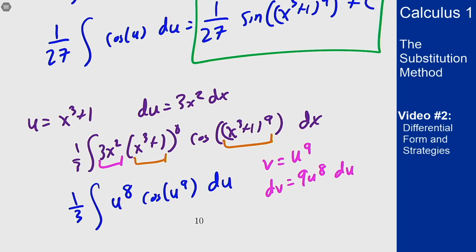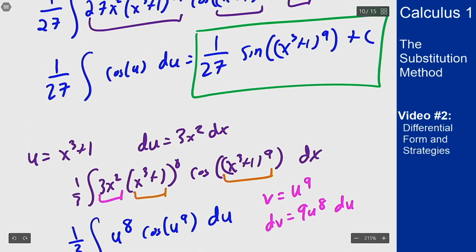and I'll get to the answer at the end anyway. So even if you make the wrong substitution, doesn't quite get you all the way there, you can still do this method multiple times in a row. That'll eventually get you the same answer you're supposed to get to at the end. You'll eventually reach 1/27th sine of x cubed plus 1 to the 9th plus c.